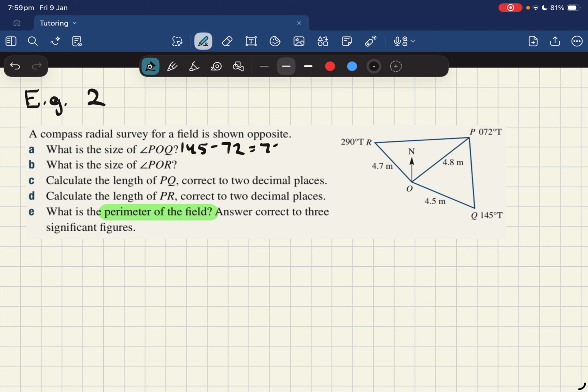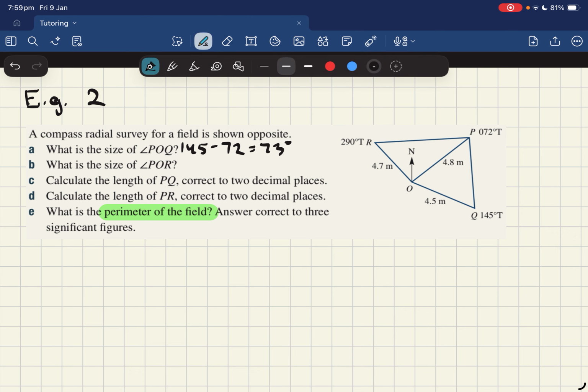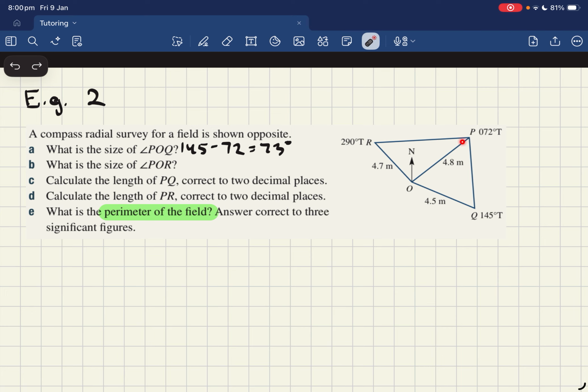And that is going to give us 73 degrees. So we are subtracting the smaller one from the larger one. That's going to give us this angle in here. This is the trickiest part about finding the angles in these radial surveys. We have to remember to subtract. Now, triangle POR, that is this entire angle here.